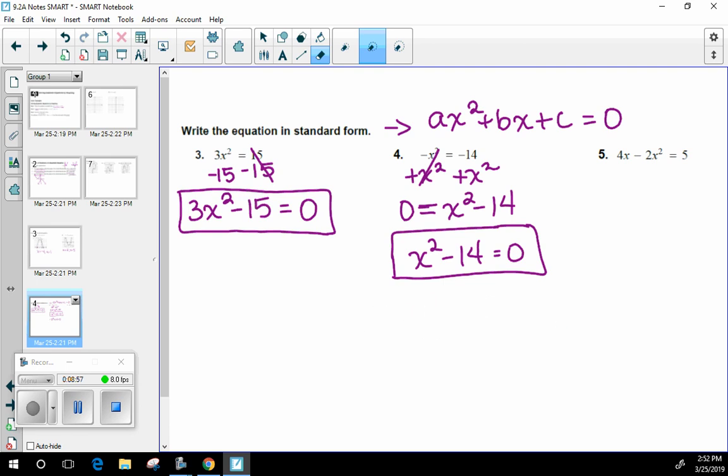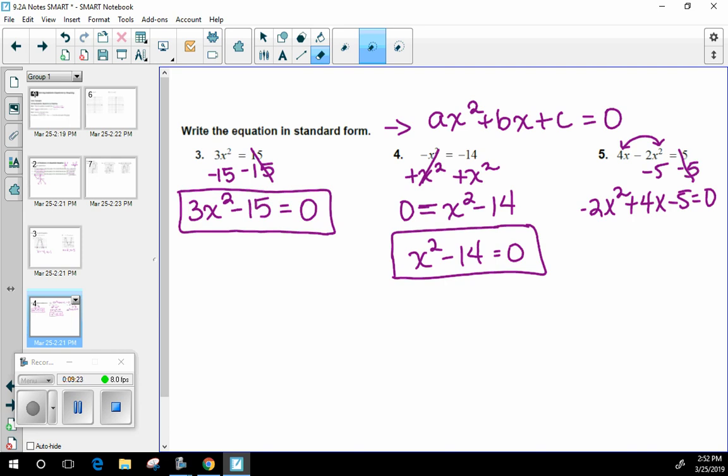All right, last one though. This one I have a couple of things. I do want to switch the order here so that my degree 2 is first, but I also need to move the 5. So I'm going to do all of that. Not a 15, a 5. Okay? So here, I'll move the 2x squared in front, then the 4x, and then the negative 5 I just moved, and then it's in standard form. So are we feeling okay with writing it in standard form and equal to 0?